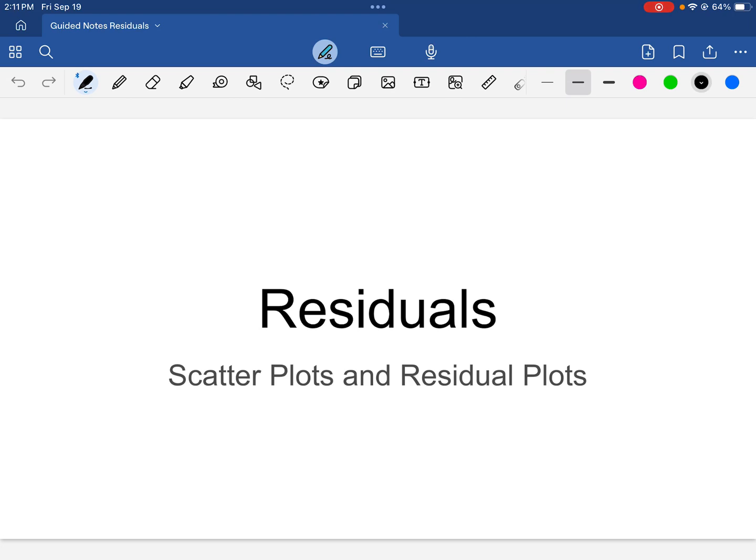So in your packet, you need to have out pages 63 to 65. And this is going to be a continuation of regression by looking at residuals and how they affect what type of function we might feel is a best fit for a set of data.